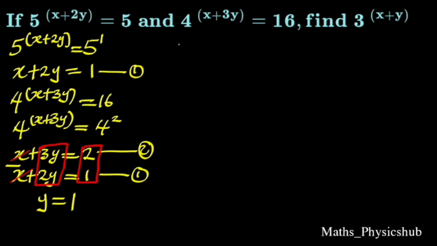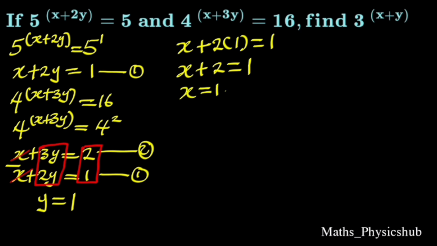Substituting y equals 1 in equation 1 will give us x plus 2 times 1 equals 1, which is the same as x plus 2 is equal to 1, because 2 times 1 is 2. To find x we take 2 to the right side. Since 2 is positive, going to the right side will make it negative, so that x equals 1 minus 2, which is minus 1. Hence x equals minus 1.